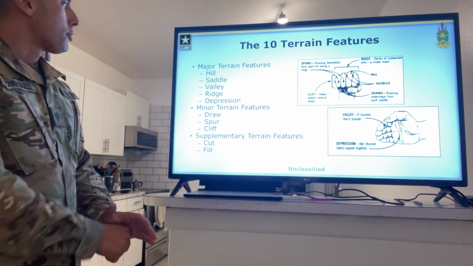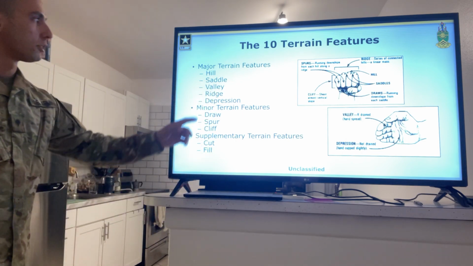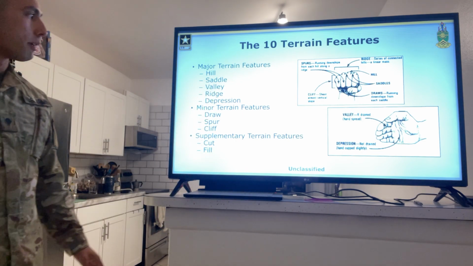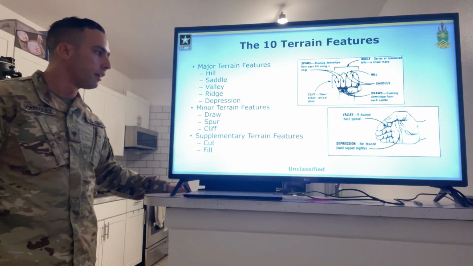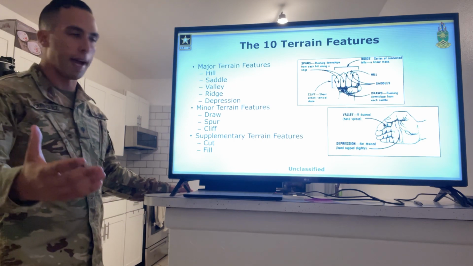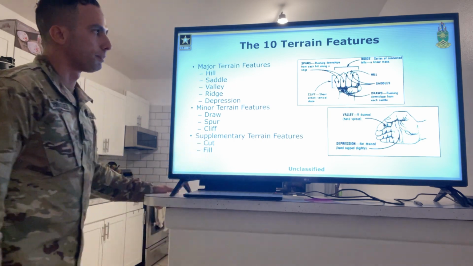The 10 terrain features are listed here. The 5 major ones are hill, saddle, valley, ridge, and depression. The 3 minor ones are draw, spur, and cliff. And the 2 supplementary ones, which are man-made, are cut and fill.